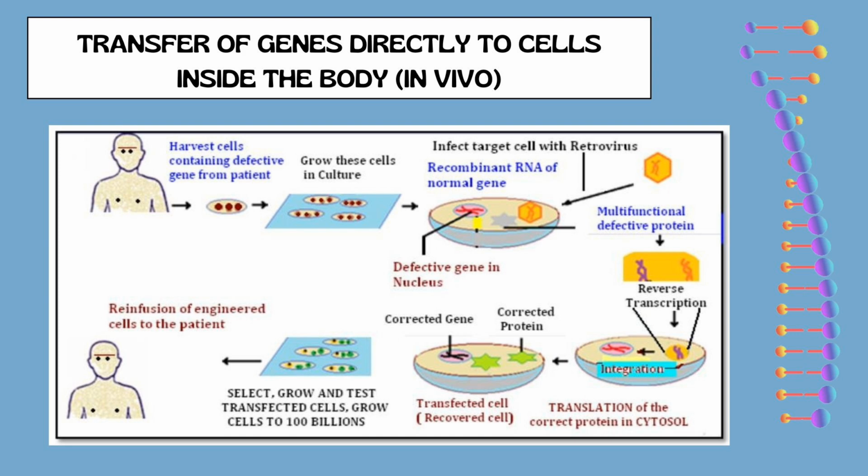So in the essence of this process in vivo gene therapy, transfer the cells inside the body. This method involves removing cells, correcting the gene defect in a control, and then returning the corrected cells to the patient to provide long-term therapeutic benefit. The use of retroviruses as vector is a common method in gene therapy, but other vectors may also be used.